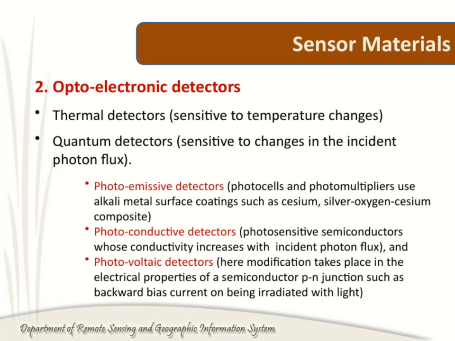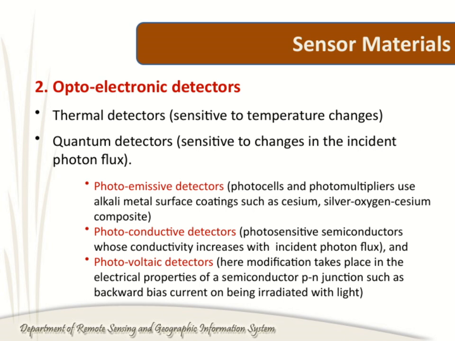Let's take a closer look at some of the key sensor materials used in optoelectronic detection. First, we have photoemissive detectors, which include devices like photocells and photomultipliers. These detectors rely on alkali metal surface coatings, such as cesium or a silver oxygen cesium composite, to effectively emit electrons when illuminated.